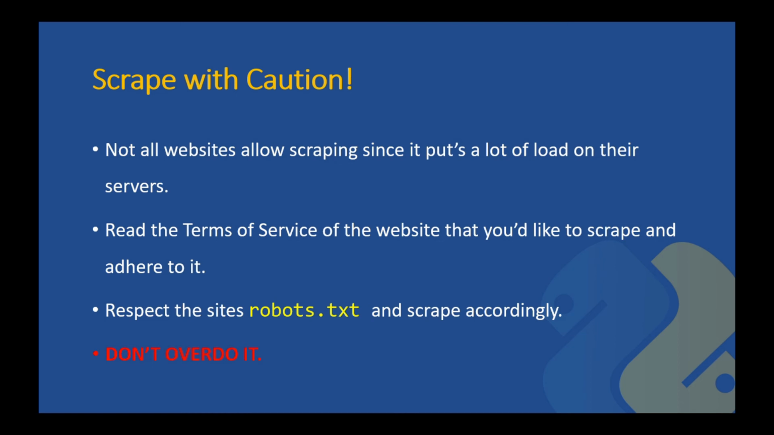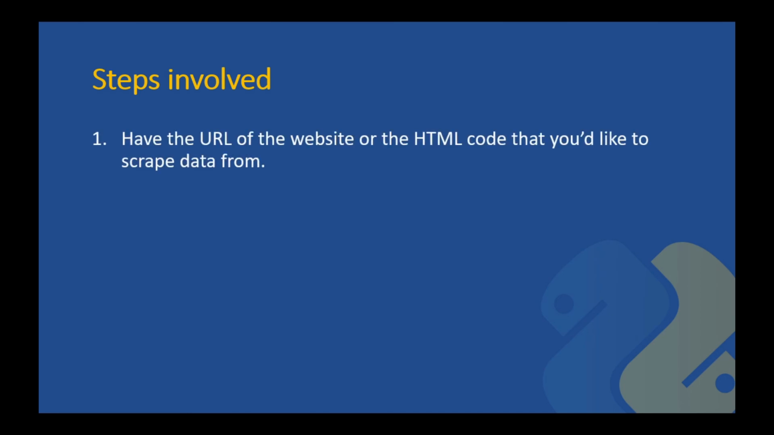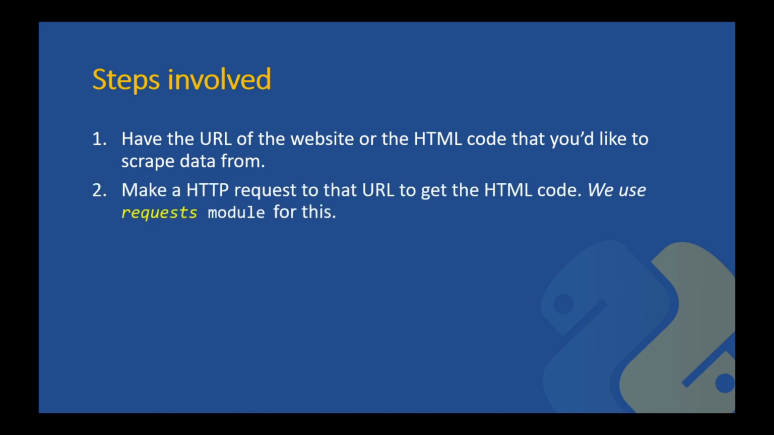And these are the steps involved in how we do it in Python. The first step is, you must have the URL address of the website that you're going to scrape, or the HTML code if you want to extract information from HTML code on your system. Even that is fine. Then if it's a URL, we make an HTTP GET request using the requests module, and you get a response from the server, which is the entire HTML code.